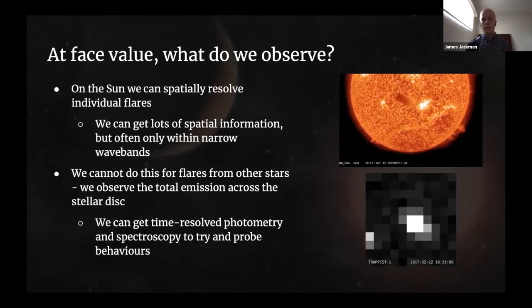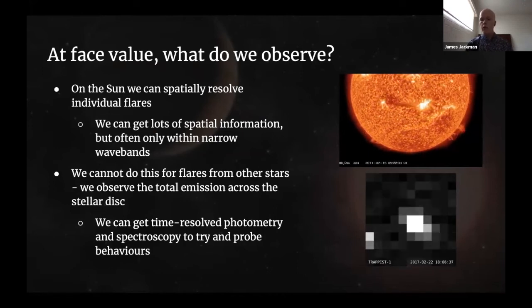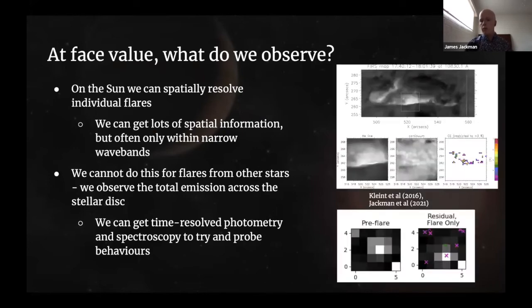So for stellar flares, we have to get time resolved. We're limited to getting time resolved photometry and spectroscopy, and that's of the entire stellar disk. And we have to isolate the relative flare emission to try and probe the flare behaviors. And just examples of actual flare observations themselves. Again, on the top is a white light observation of a flare from the photosphere. I think this is in the helium infrared line, the 10830 angstrom line. And on the bottom is an observation of a flare from a star from Kepler data.